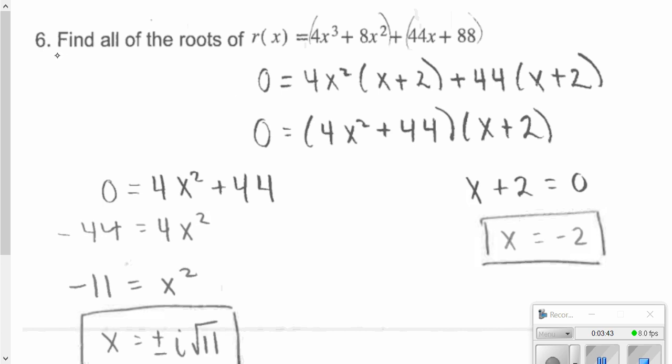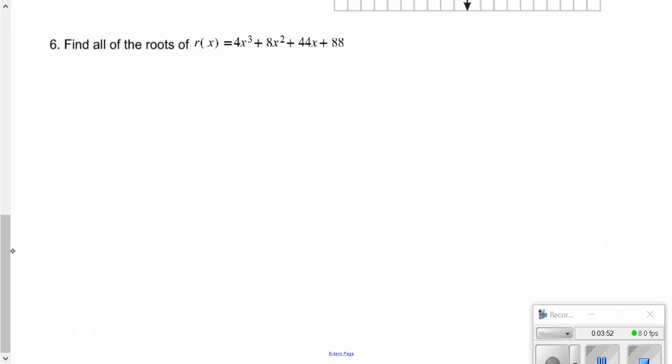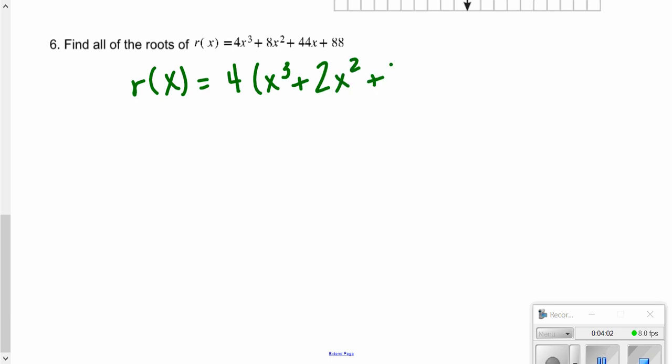This one didn't actually say to find the factored form. This one just said find all the roots, which just means to find all the solutions, okay? So I'll just show you for contrast's sake what would have happened if we saw the 4 at the beginning. If that had happened, we would have taken out that 4 from each term.